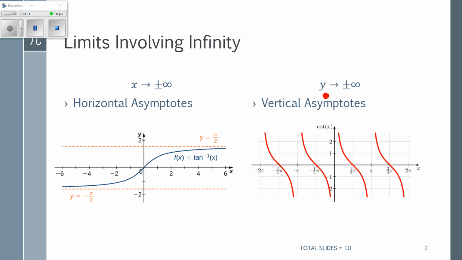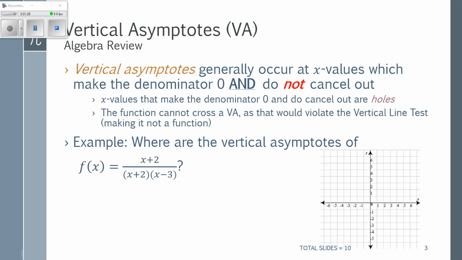In this video, we're going to focus on what if y goes to positive or negative infinity. This is a little bit easier for us because you've actually kind of done this, because these are for vertical asymptotes. So I needed to do a quick review of vertical asymptotes, and then we'll talk about the calculus of them.